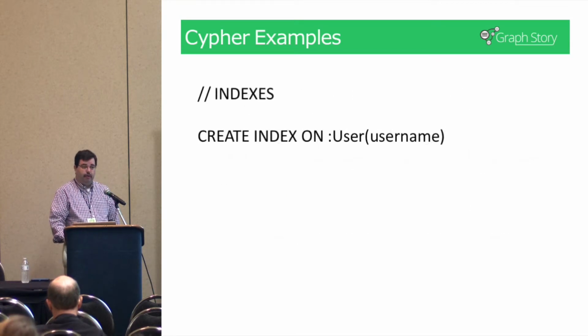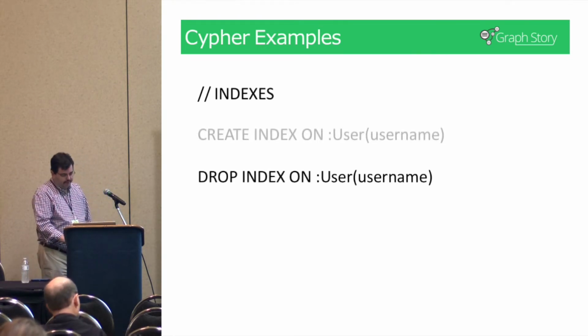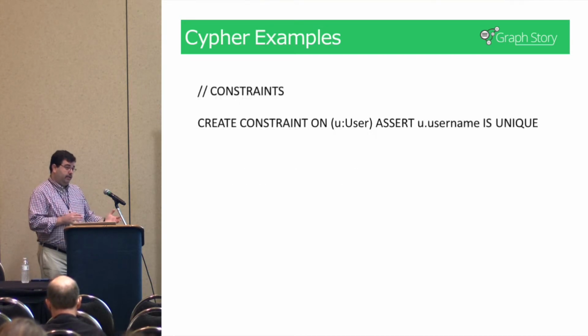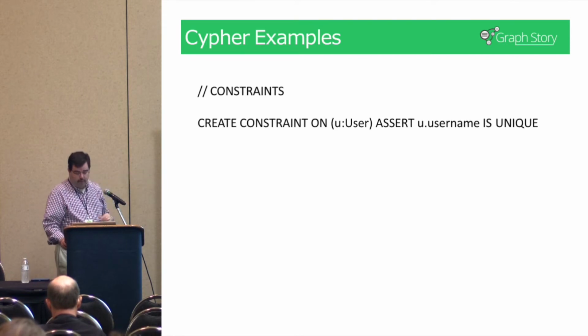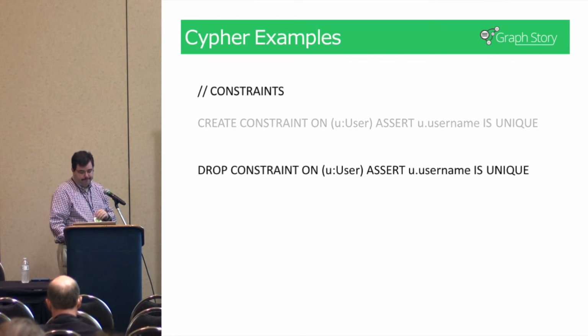Simple example of how to create an index. What you do is have the node label and what you want to index on. You can also drop indexes from Neo4j. And you can create constraints as well. So if you wanted to make sure that something was unique for any node, essentially you create a constraint and you assert whatever you want to be unique. And you can also drop those constraints.